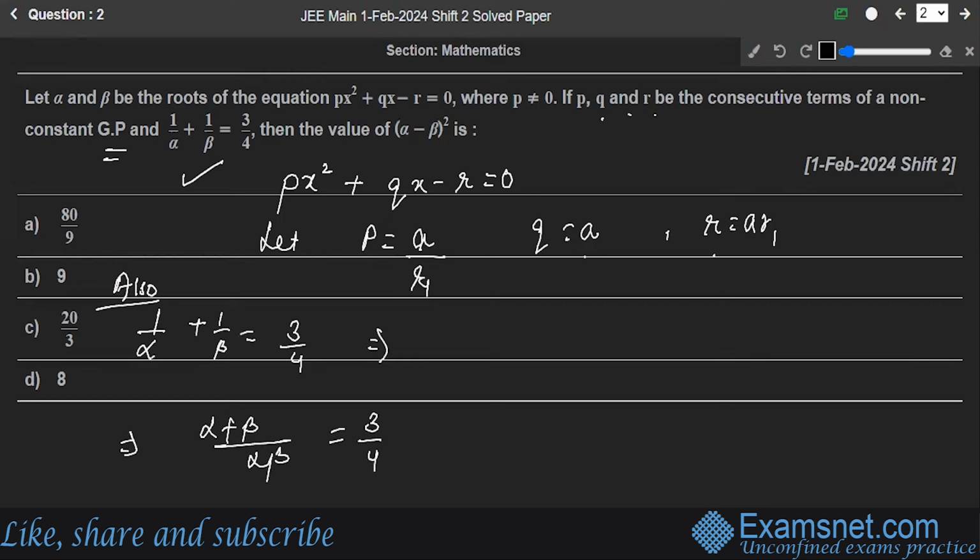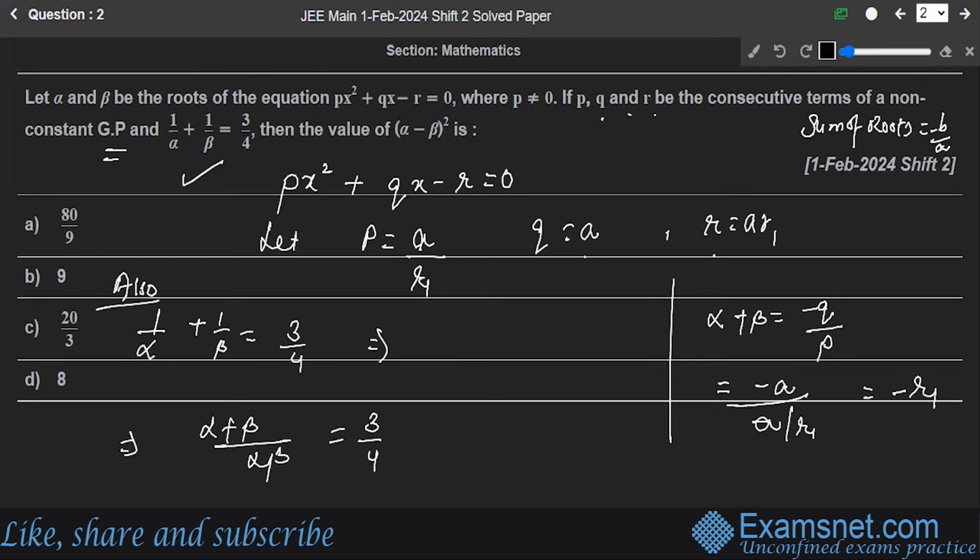Let's fill the value for alpha and beta. Alpha and beta are the 2 roots for this equation. Okay. So you will have alpha plus beta, the sum of the roots, which is minus b upon a. So minus b upon a gives you minus q upon p. And what was q? Q is a and p is a upon r. This gives me minus r.